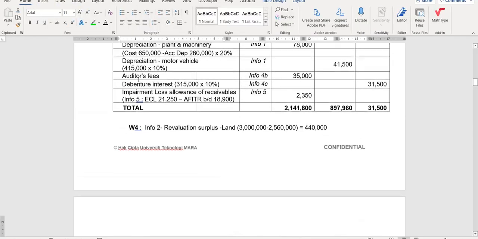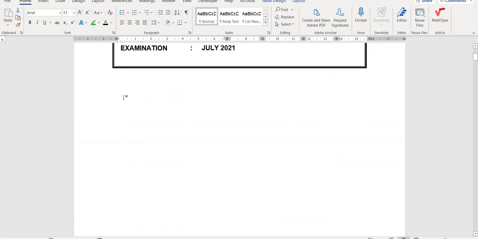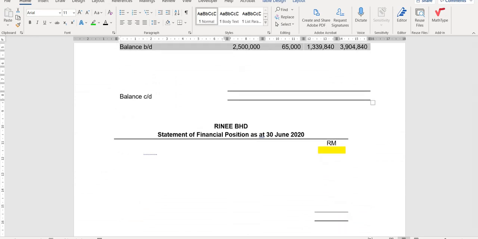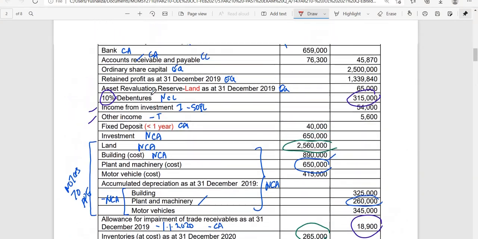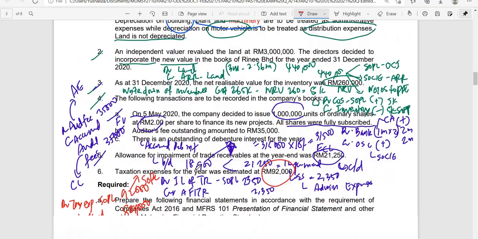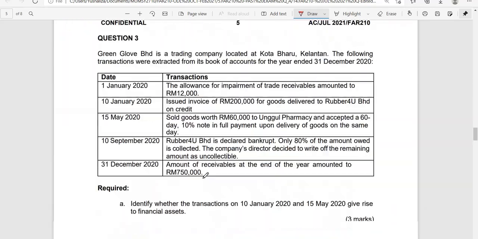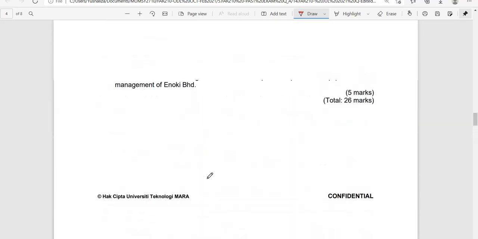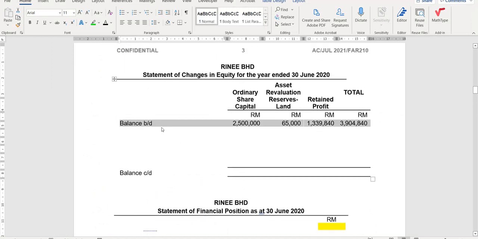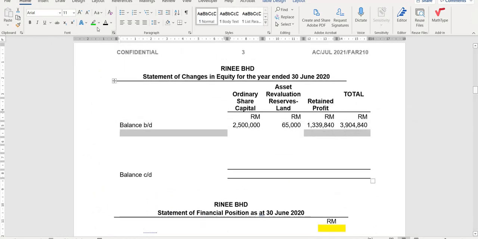We go to the trial balance. Let's check the trial balance first. Okay, you go and take the balance here on share capital, retained profit, and ARR. Take that balance and include that balance in your statement of changes in equity. That is what you are doing. And where was it? Okay, it is in the next one. So include that, and then you put the profit for the year that was taken from the SOPL.